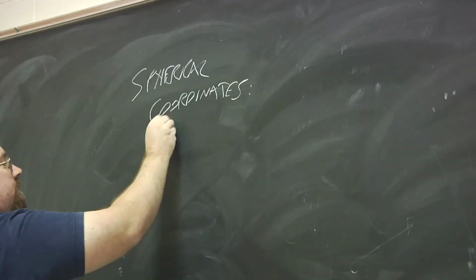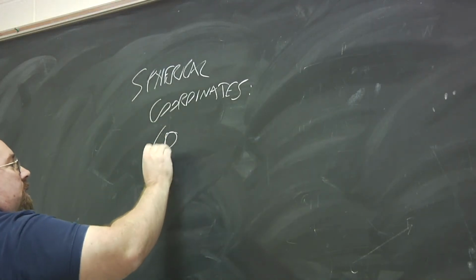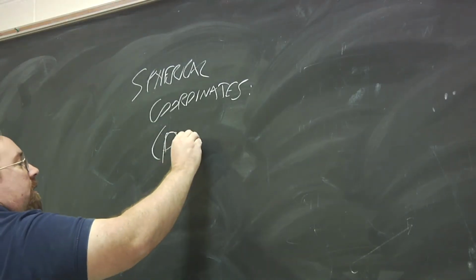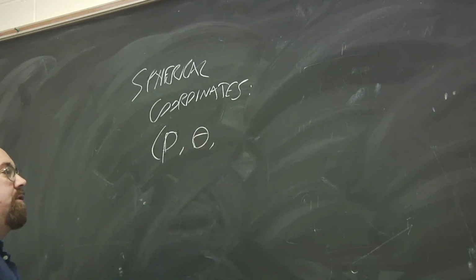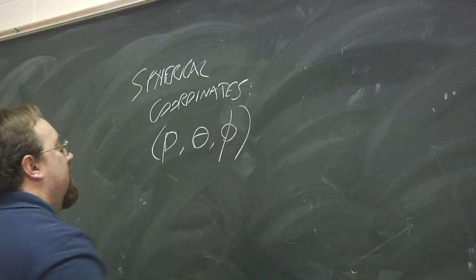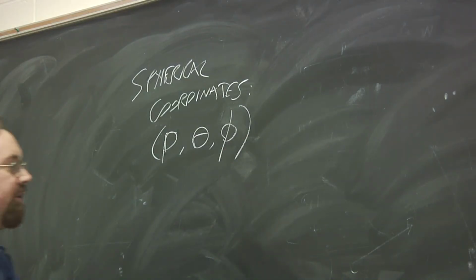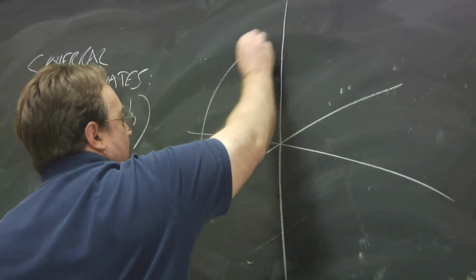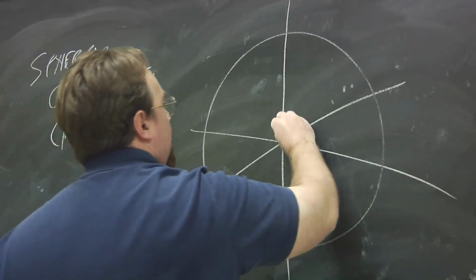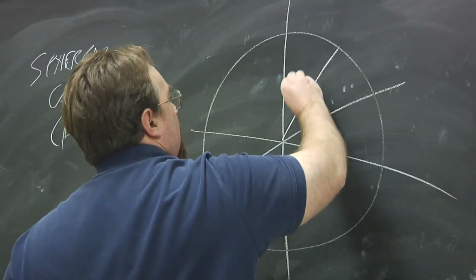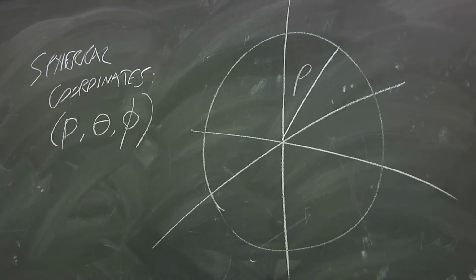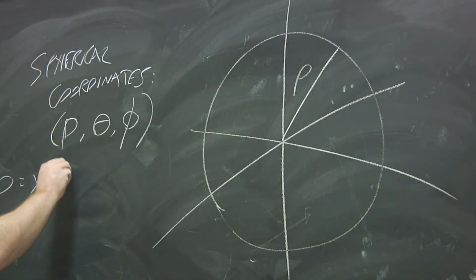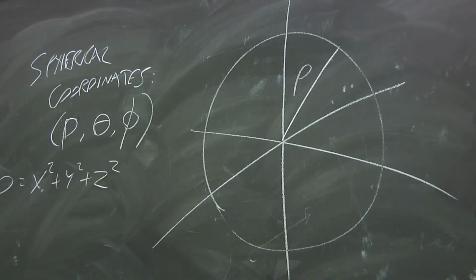So spherical coordinates, we have rho, which plays the role of r. We have theta, which is similar to the theta you're accustomed to for polar and cylindrical. And another angle, phi. So the meaning of these, you have your sphere. Okay, so rho is the radius of the sphere. So rho is equal to x squared plus y squared plus z squared. What about these other angles, theta and phi?